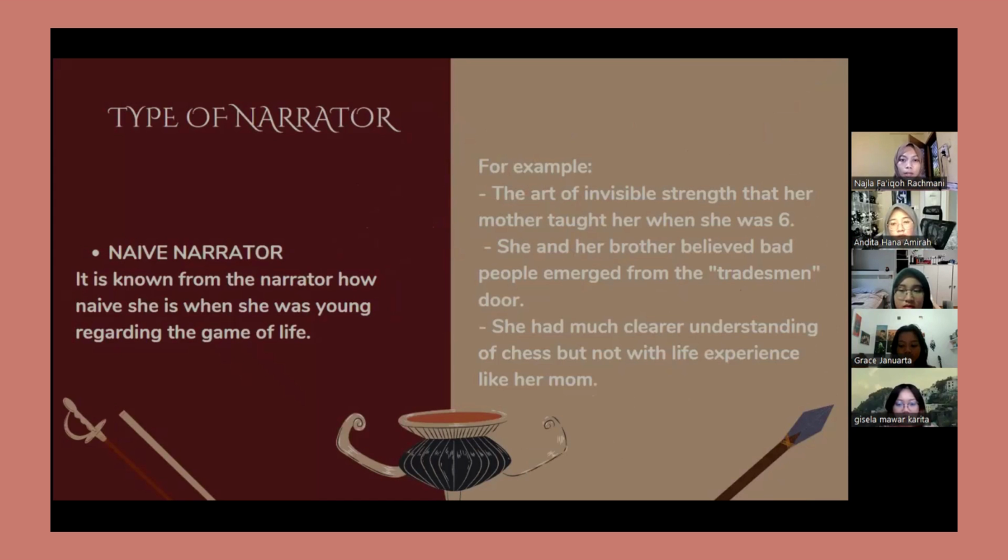First, it is about her understanding of the art of invisible strength that her mother taught her when she was 6. The second one is when she and her brother believed that people emerged from the tradesman door. And the last one is that she had a much clearer understanding of chess but not of life experience, like her mom. So this proves that the whole story is only her perspective, and considering that she is still young and gives a limited perspective only from her understanding, she is considered a naive narrator.